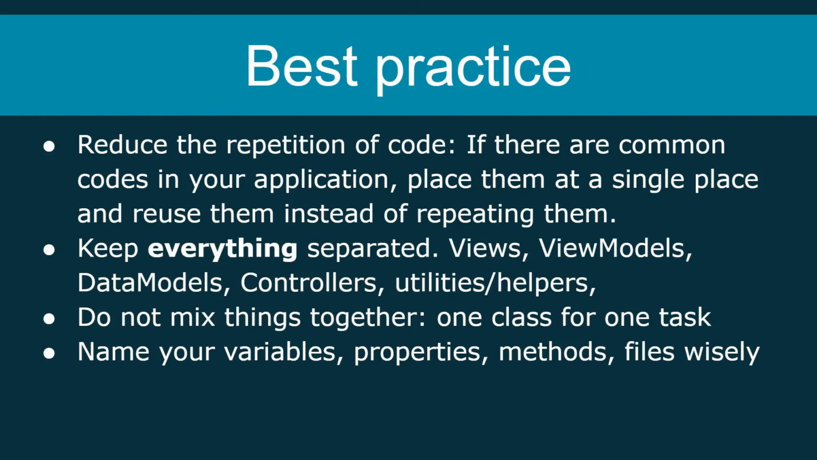Name your variables, properties, methods, and files wisely because it helps you a lot to write code, to do things faster and easier, to not confuse yourself, to find things easily. When you work on a project with hundreds of files and thousands of lines of code, then you will understand how important it is to keep everything clear, with understandable, descriptive names for everything, and keep everything separated.